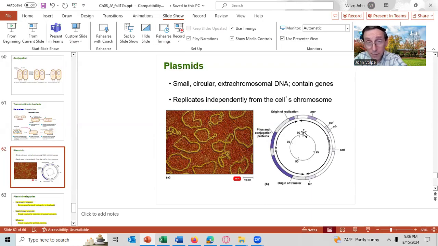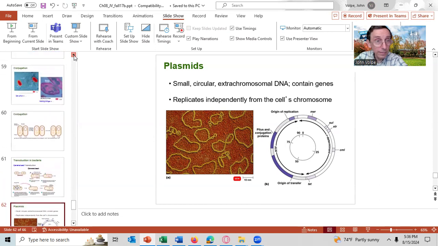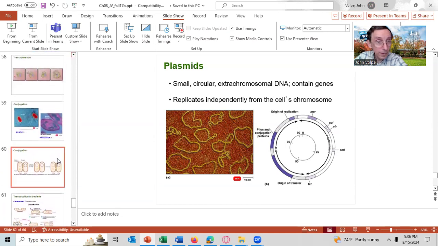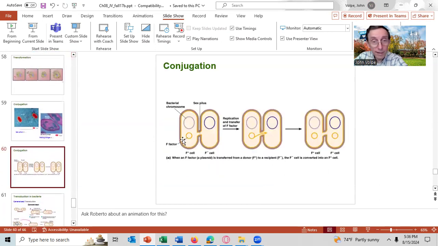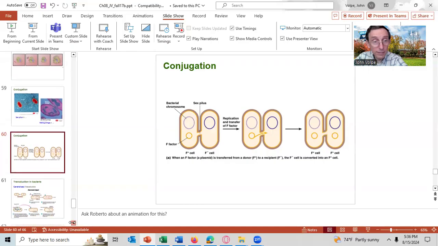A plasmid also replicates independently from the cell's chromosome. In fact, I showed you that earlier, right here, where this F plasmid replicated independently of the chromosome. Replicated right here and then sent one copy over there. The chromosome did not replicate. Any question about any of that?